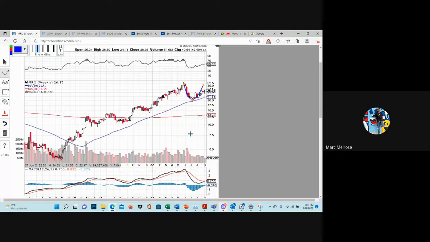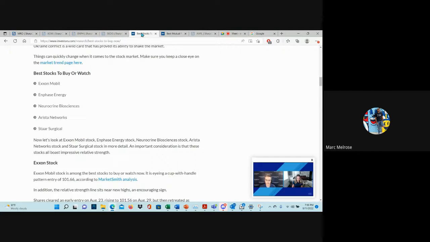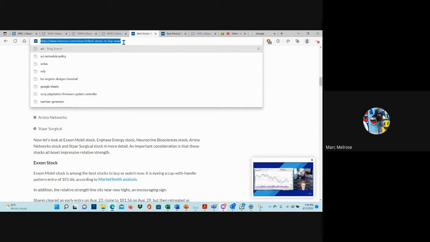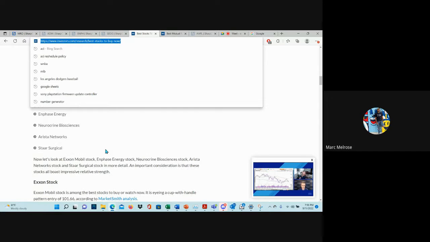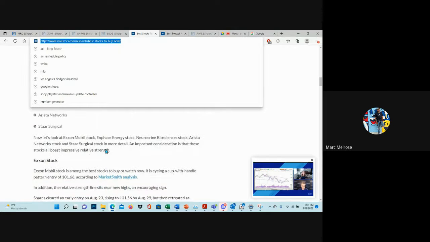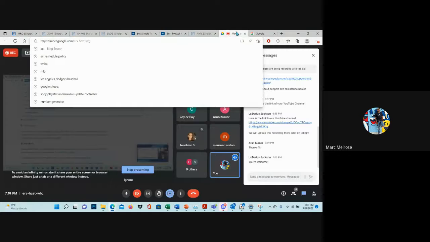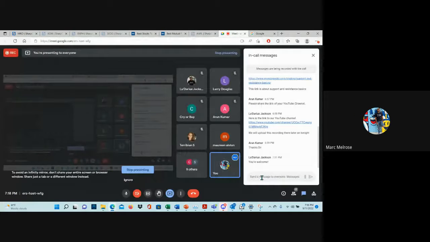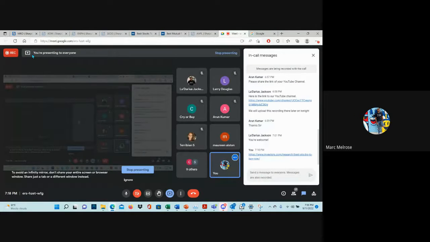I had an article, and I'll post that article in there. This is just an article from an analyst talking about the stocks they're looking at for the week. They have a few medical stocks in here, but they had ExxonMobil and Enphase Energy, both energy stocks. Darius and I both talk about energy stocks a lot, or we have been the past few weeks, so this is a good article for you guys to read.